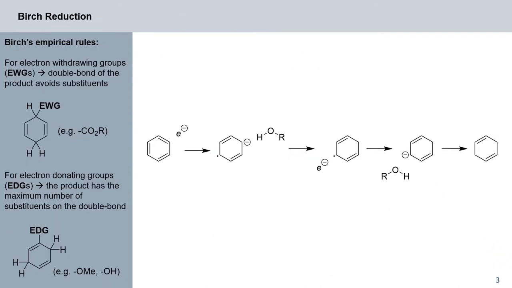An interesting application of a single electron transfer process is the Birch reduction. The Birch reduction is useful for converting arenes to cyclohexadienes. So here we see benzene, which is of course an arene, a very symmetrical one. And we will be converting this arene with sodium in ammonia, and all of that in an alcohol as a solvent. And as a result, as I said, we will obtain a cyclohexadiene.